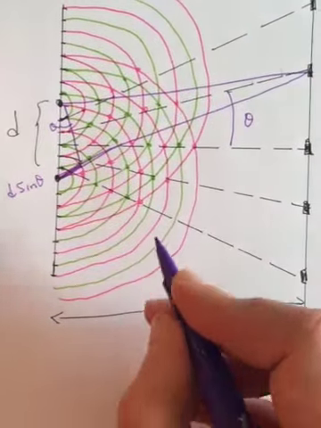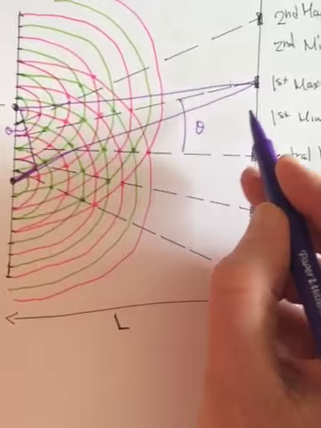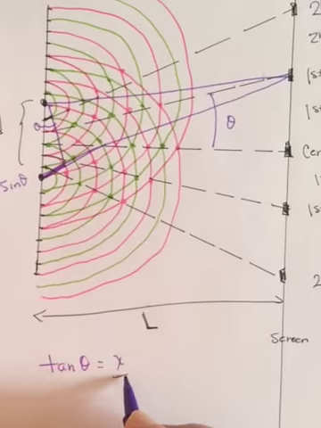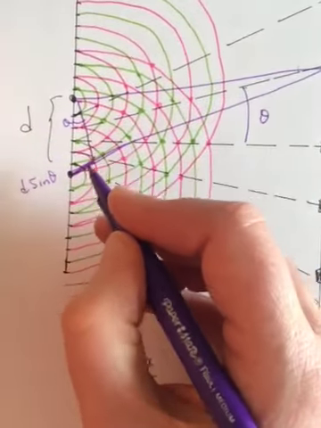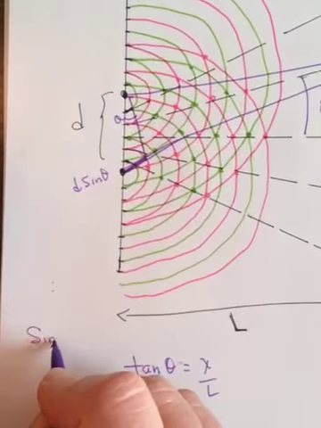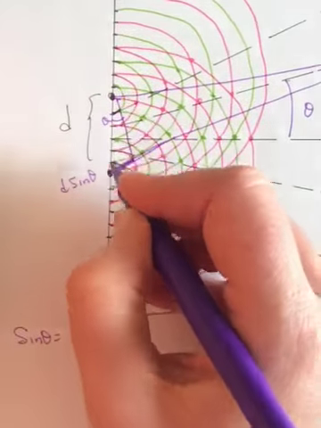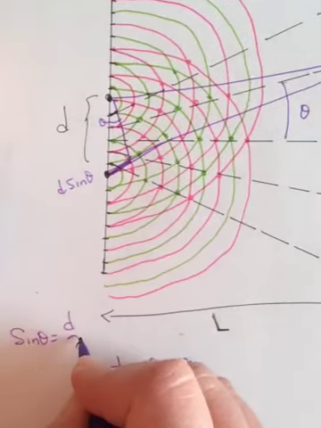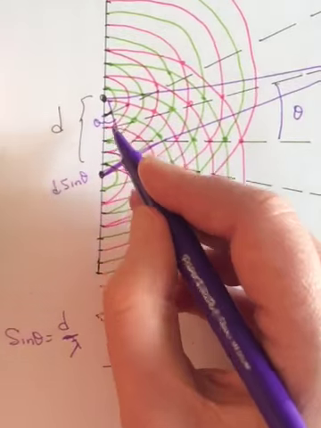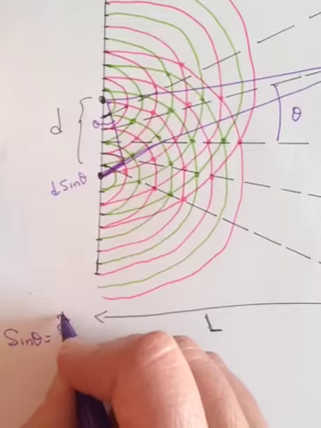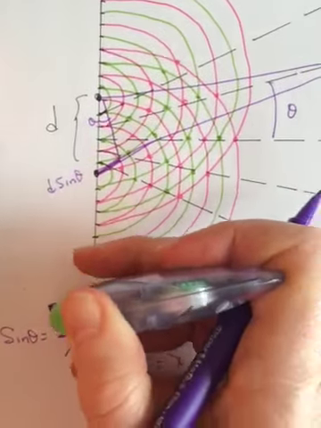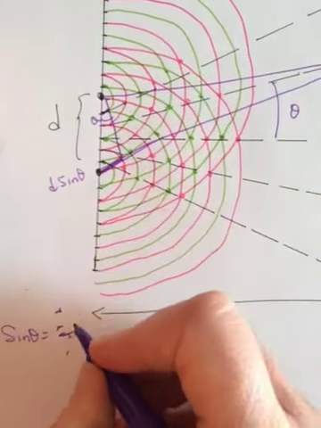So if we look at the big theta, this is x, this is L. Tan theta is equal to x over L. If we look at the little theta, then we will have sine theta is equal to, D, this side. Oh, no, sorry, wrong way. Lambda over D. Get it right. Lambda over D.